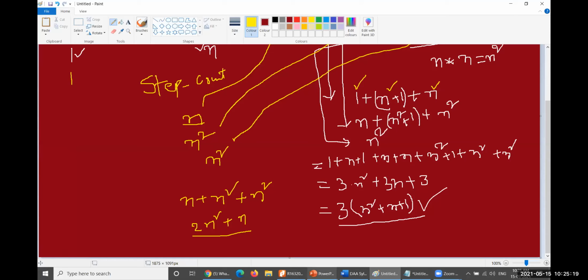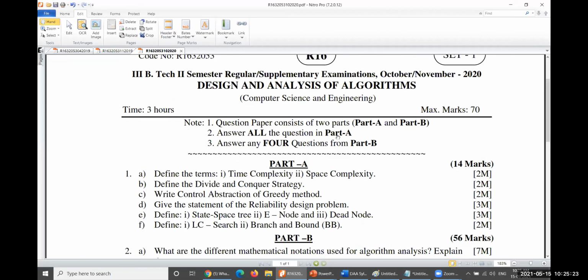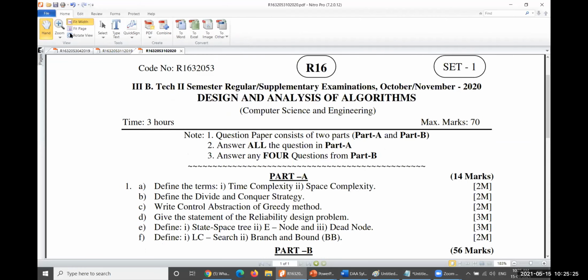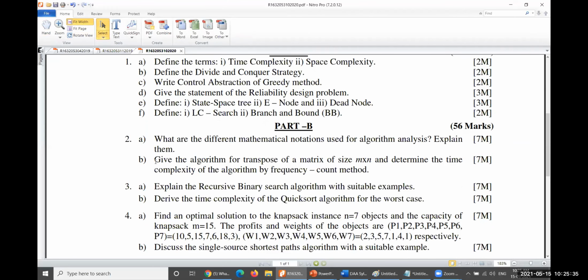Let me open the previous question papers. I have already opened it here. This question paper is from October November 2020. Let us see this one here: give an algorithm for transpose of a matrix of m by n size, and determine the time complexity in terms of frequency count, not step count, frequency count.